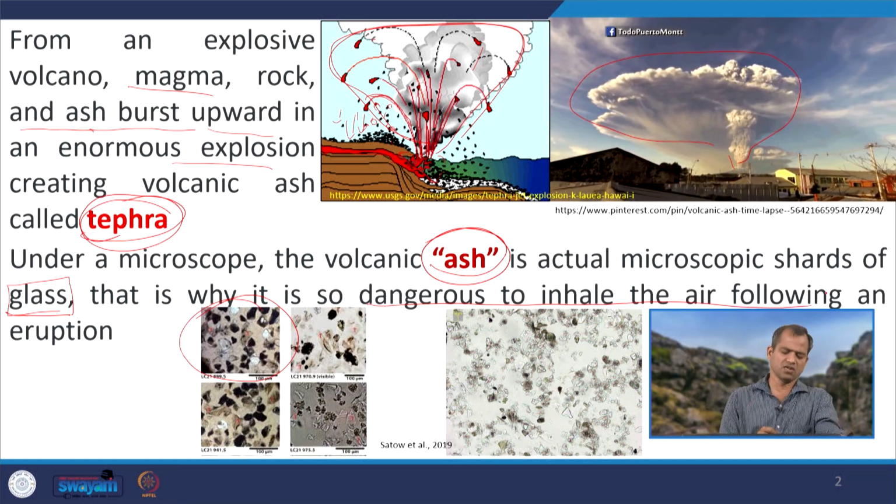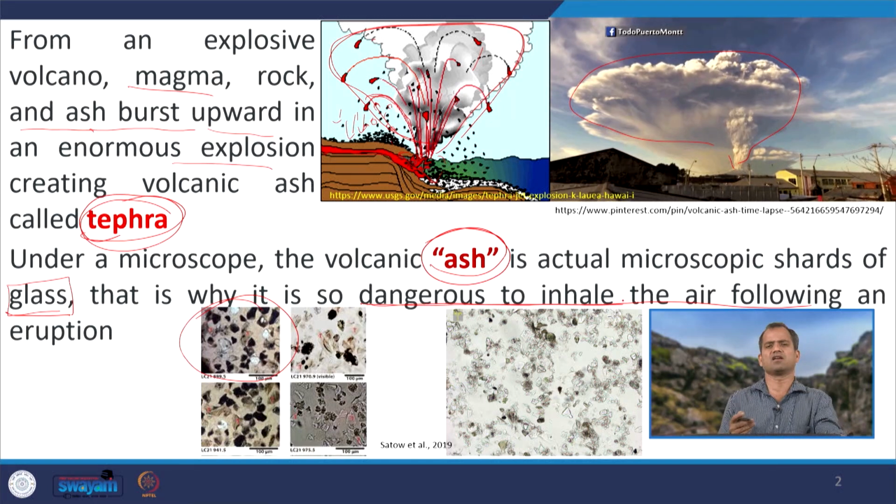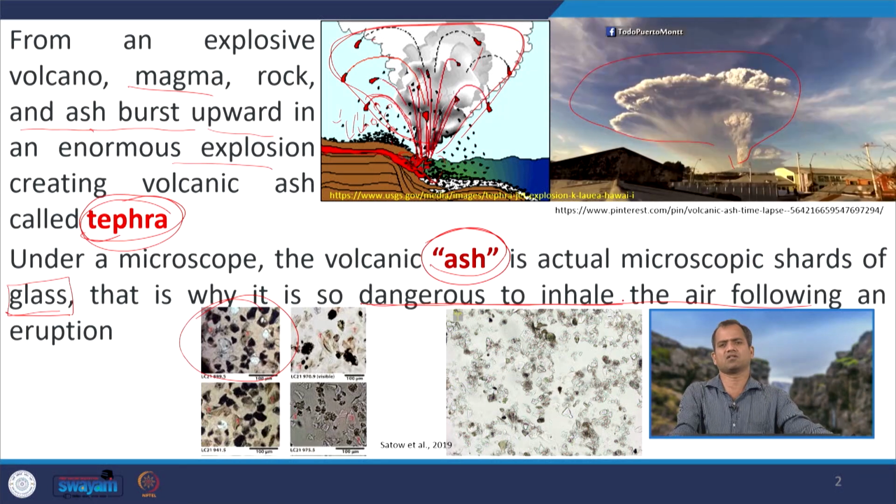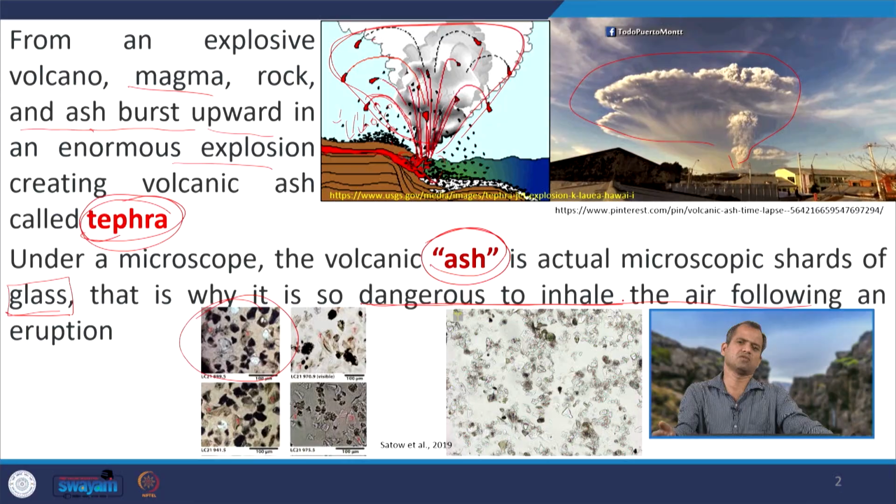That is why it is very dangerous to inhale. If you take it into our respiratory system, it will damage the respiratory system. So it is very dangerous to inhale it, and that is why we should avoid places where a volcanic eruption is going on.